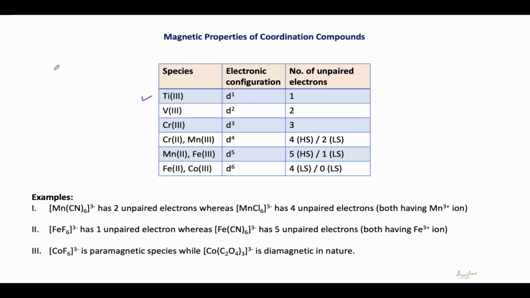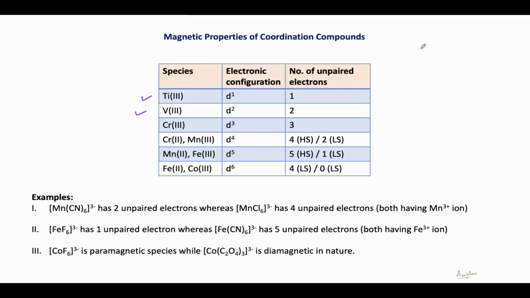Now we are having this vanadium 3 system, which is having the electronic configuration d2. So the number of unpaired electrons will be 2. It is quite simple because we shall fill up the electrons one by one. Again, we are having chromium 3, which is d3, so the number of unpaired electrons is 3.